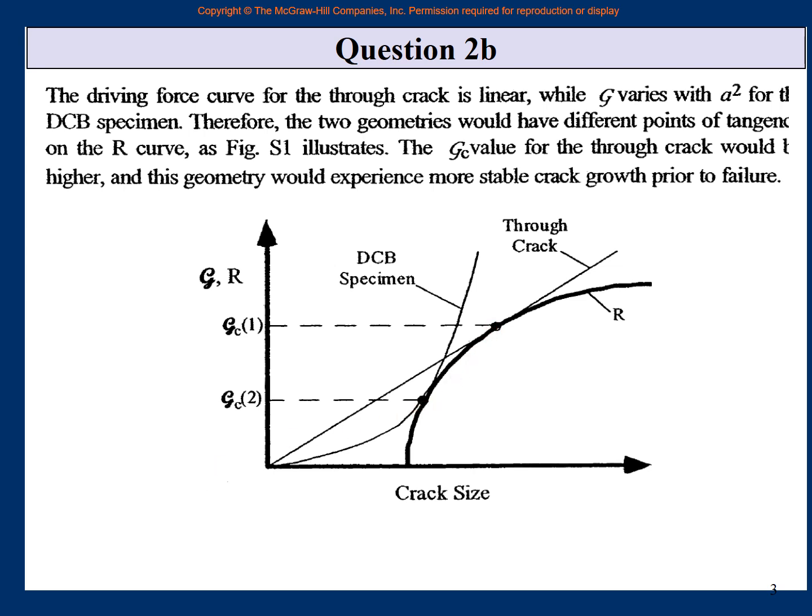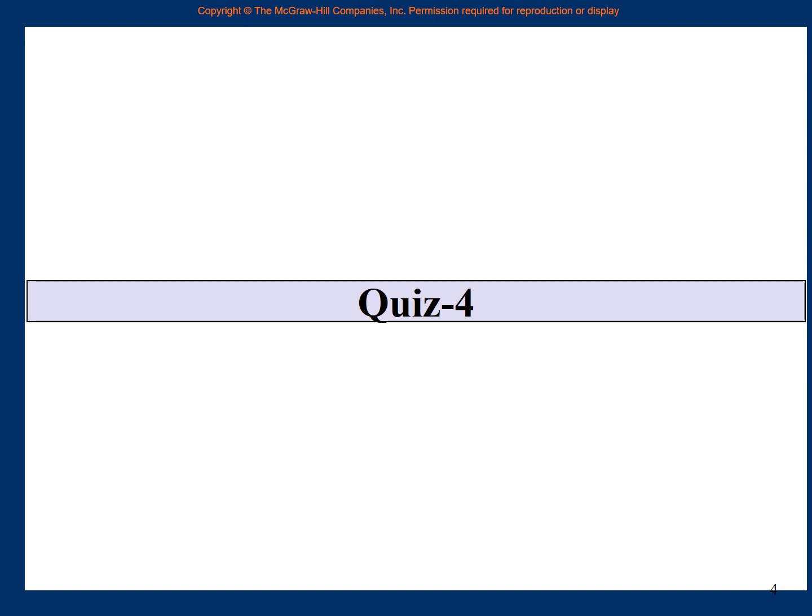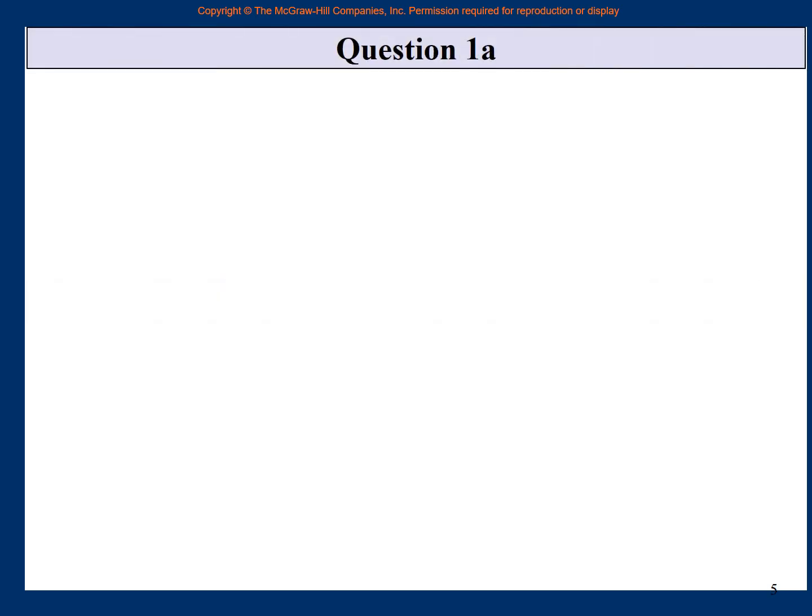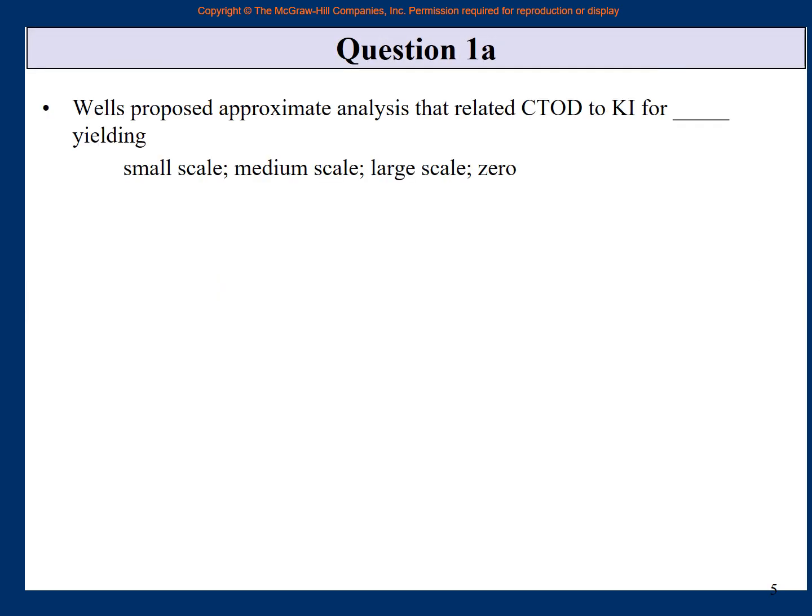So this was quiz 3. So now let us move to the last part of the tutorial, which is quiz 4. The last part. And again, we will start with the multiple choice and so on. Wells proposed approximate analysis that related CTOD to K1 for dash yielding. Small scale, medium scale, larger scale? So of course, a small scale yielding.